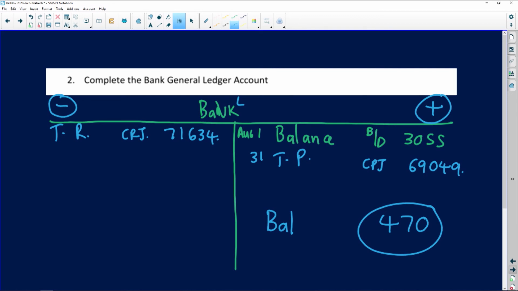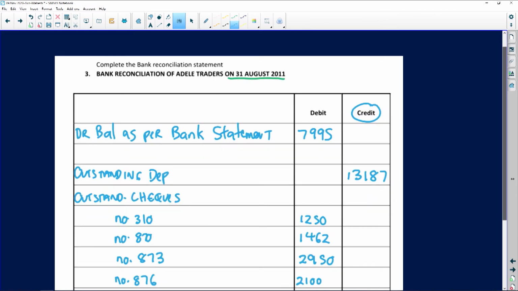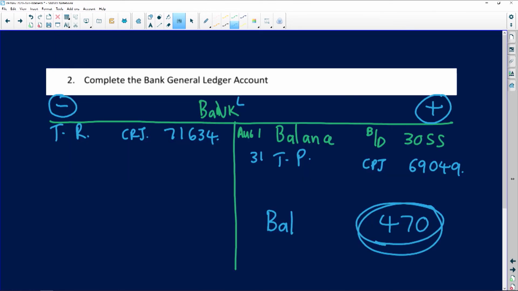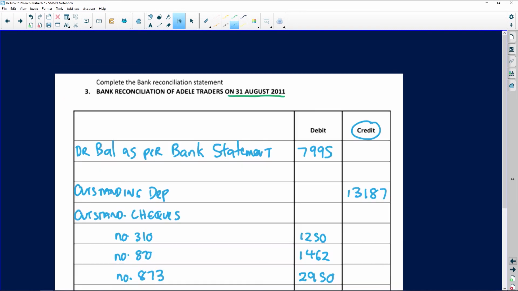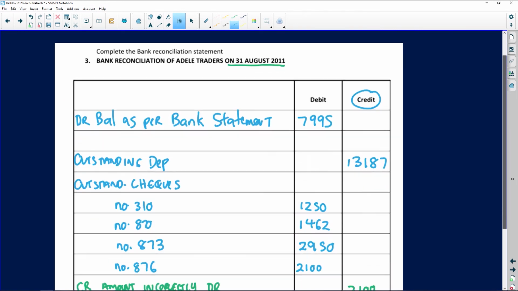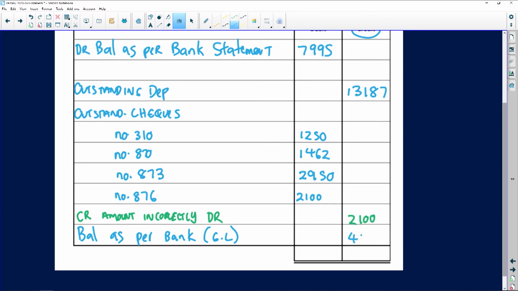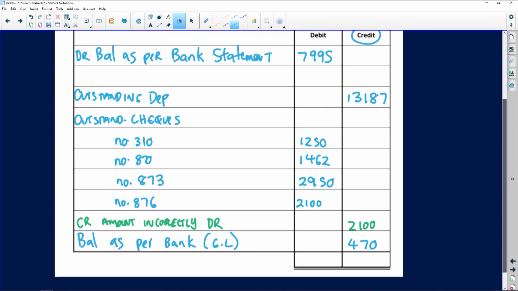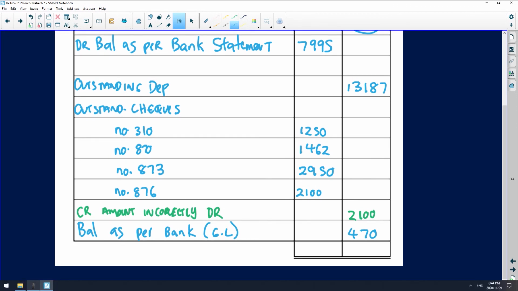Right, so finally, guys, the moment of truth. So remember, right at the bottom, balance as per bank. And remember, this is your records, general ledger. We've got a credit balance. If we go back, a credit balance of 470. So we can now fill that in. So on the credit side, an amount of 470. And that's when you start getting nervous because now it's got to balance. And if it doesn't balance, we made some kind of mistake.